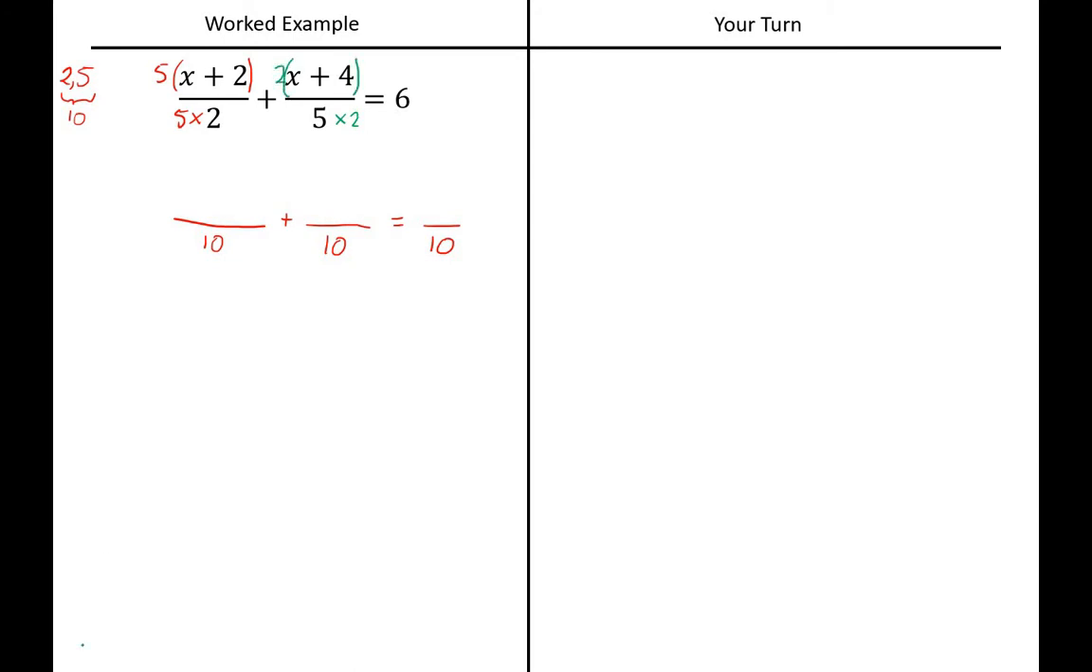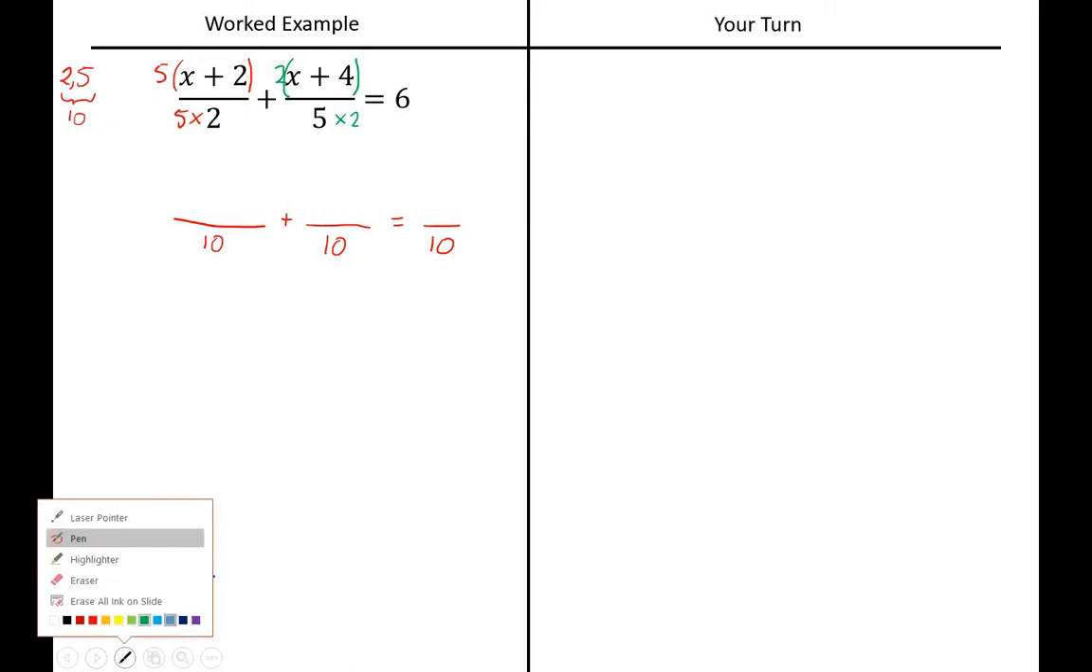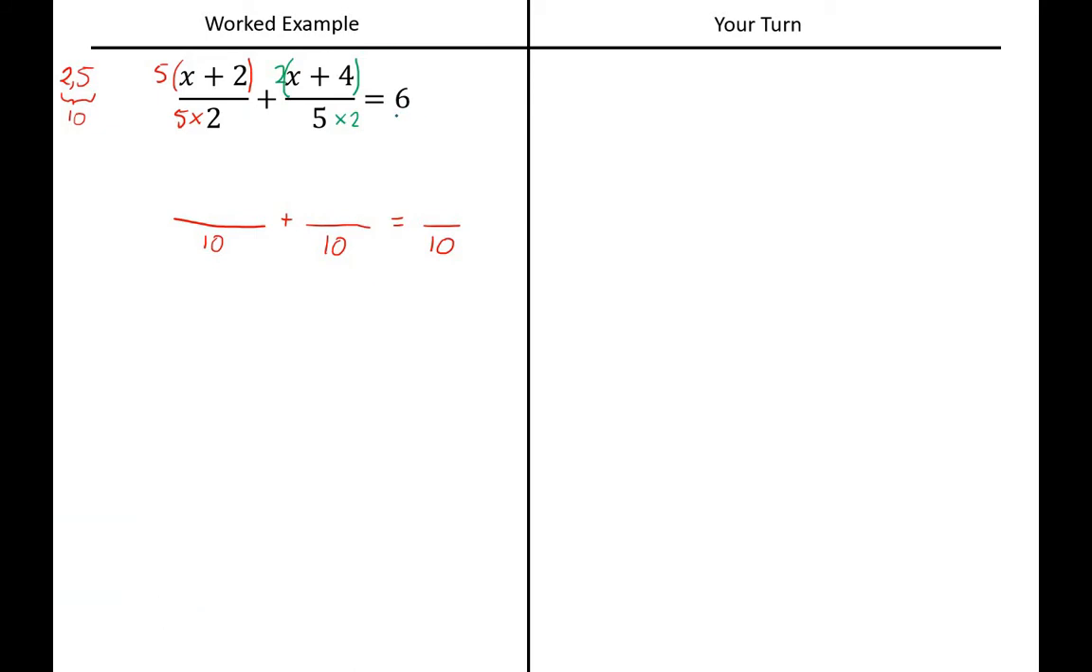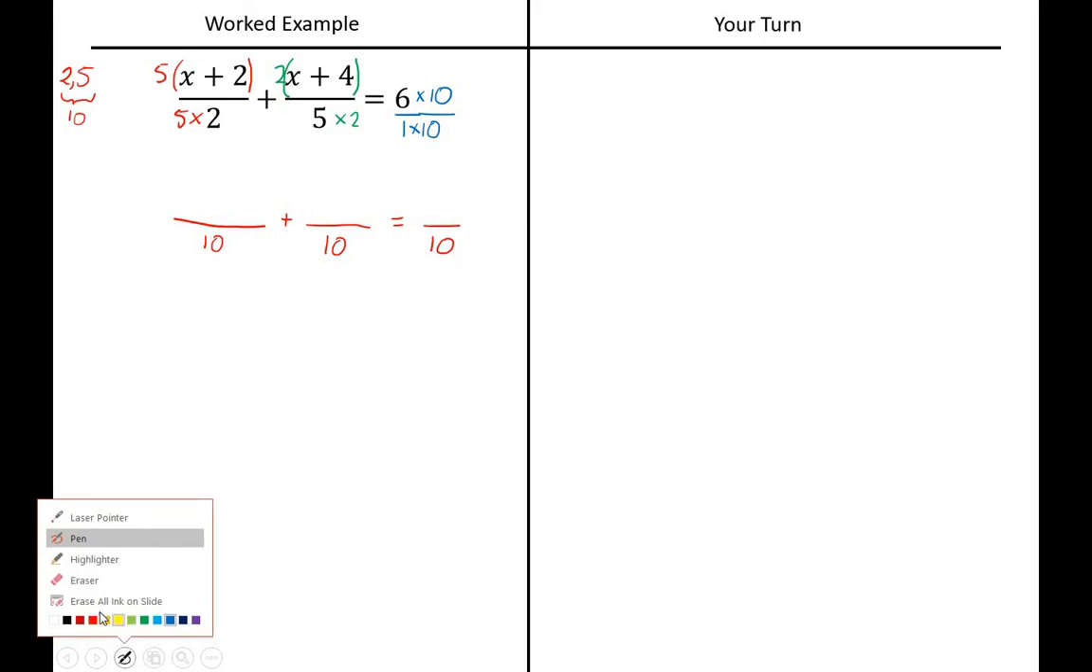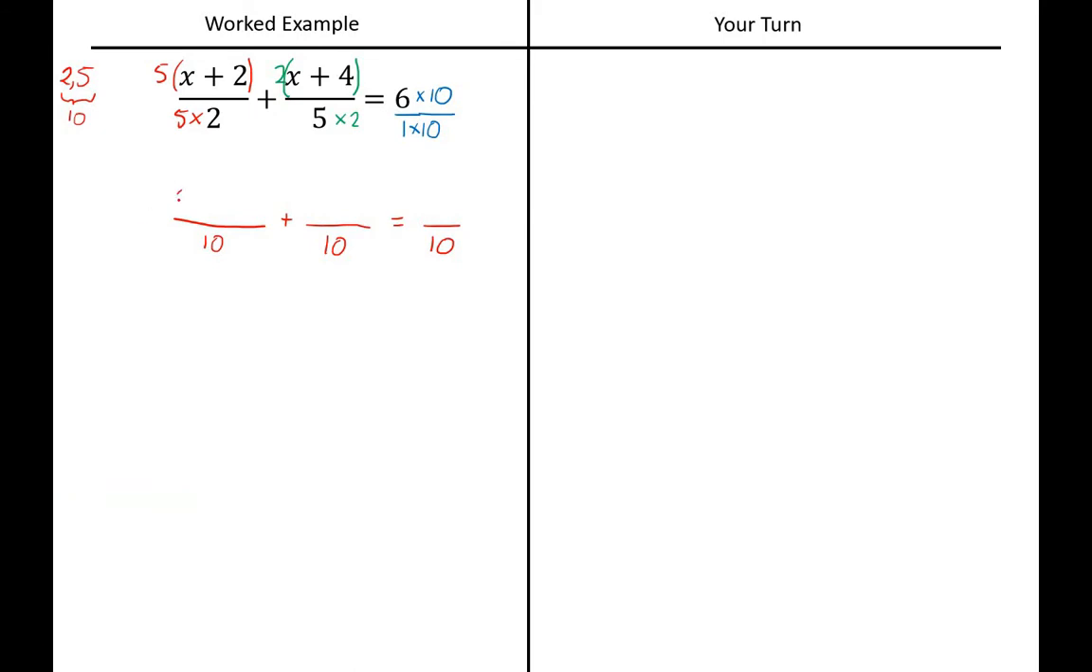Alright. And then finally, for our last term, which is on the other side of the equation, if we want that to be over 10, it's currently over 1, because it's a whole number, so we need to multiply the denominator by 10, so we need to multiply the numerator by 10 as well to have equivalent fractions. Okay, so now we can fill in what we've got. So we have got 5 brackets x plus 2 plus 2 brackets x plus 4 is equal to 6 times 10, which amazingly is 60.